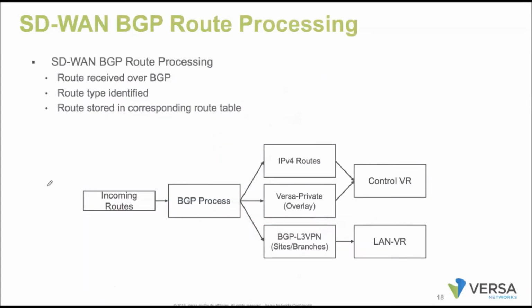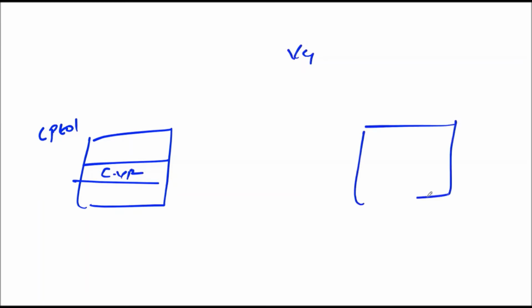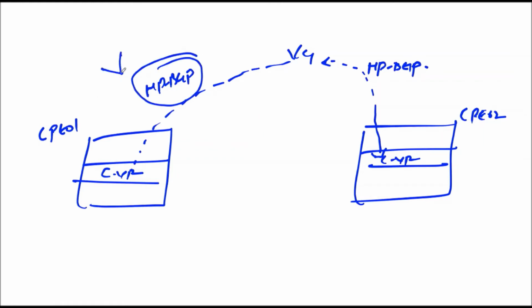This is one of the very important points. Let's take the example of the branches. Let's assume this is my CPE1, and this is my control VR. This is my VC1. This is another branch, let's say CPE2, which also has the same control VR. Between this control VR and the VC we have an MPBGP connection, and here as well, with the help of this VC, we have MPBGP connections. What all information is getting exchanged with the help of MPBGP? First and foremost, MPBGP is used in order to exchange the LAN routes.